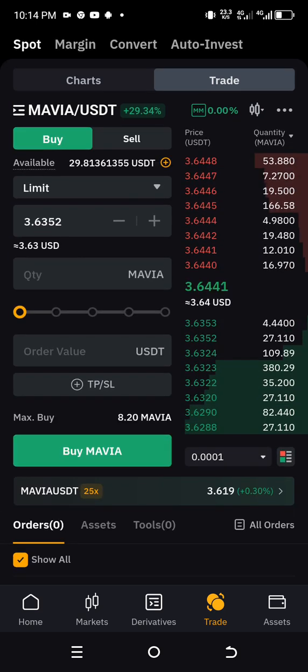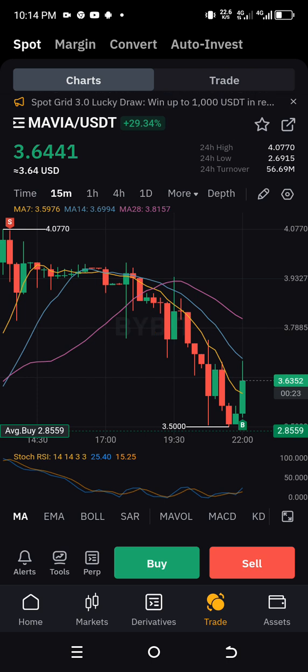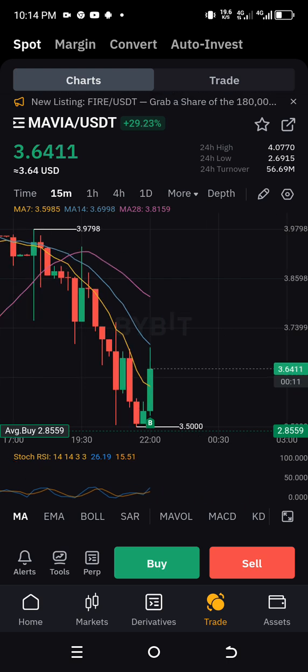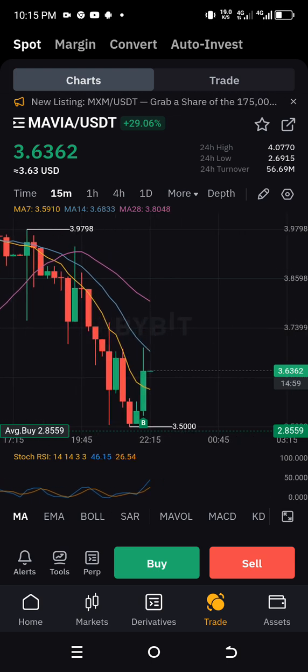So what you need to do again is go back to the chart and look at it very carefully. In case it starts going down again, you're going to place another trade below the 3.6352 that we just bought. This strategy, you're going to like it, and it will work for you a lot. With this you will make a very high profit.